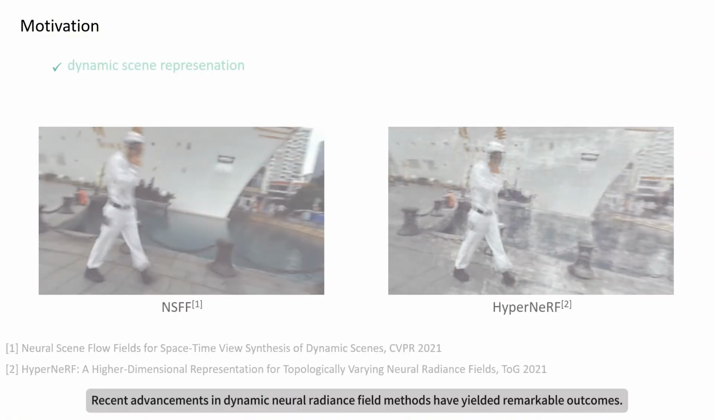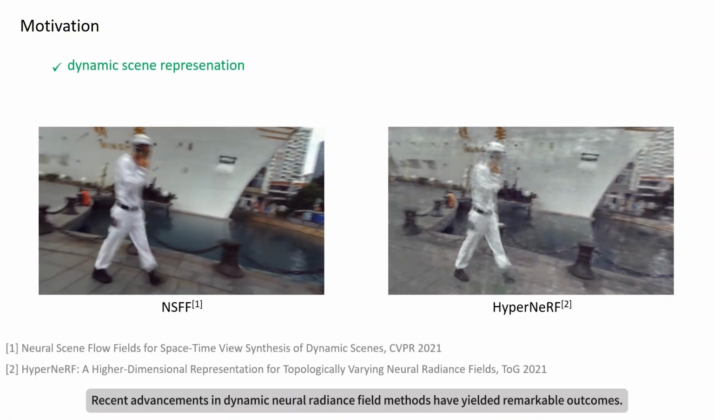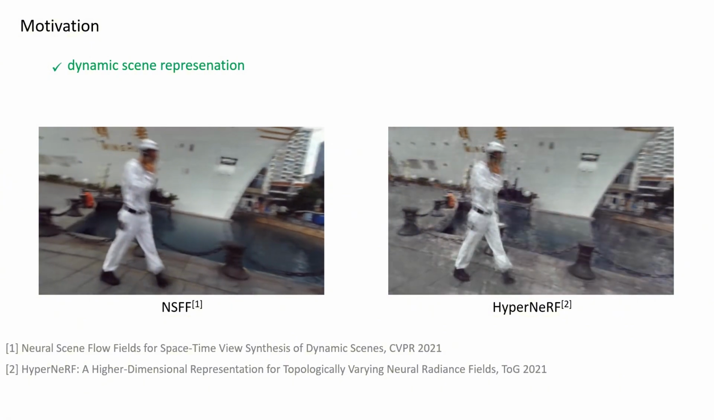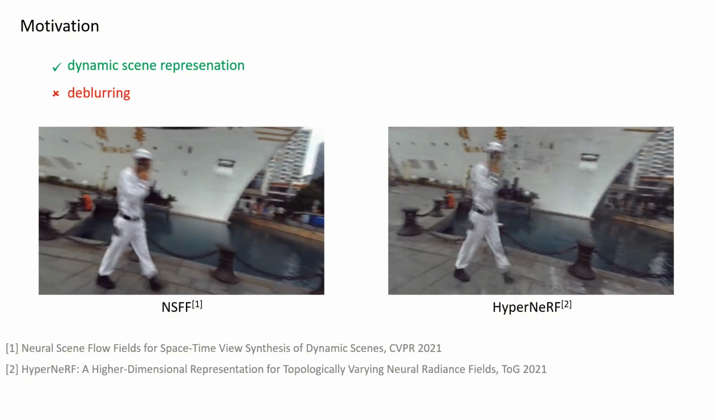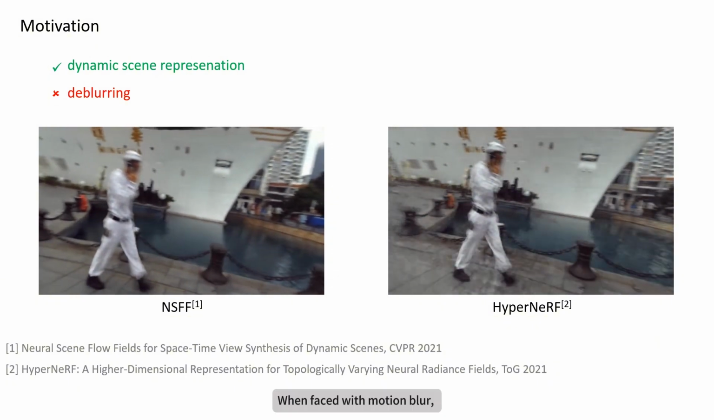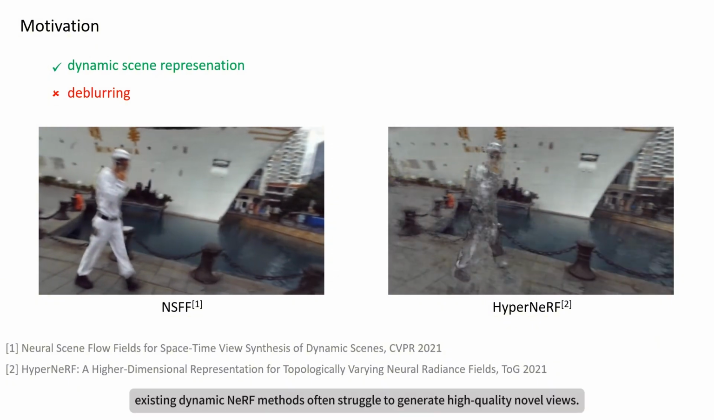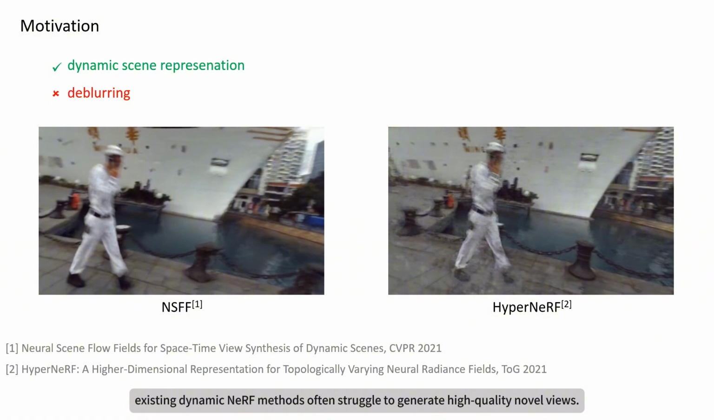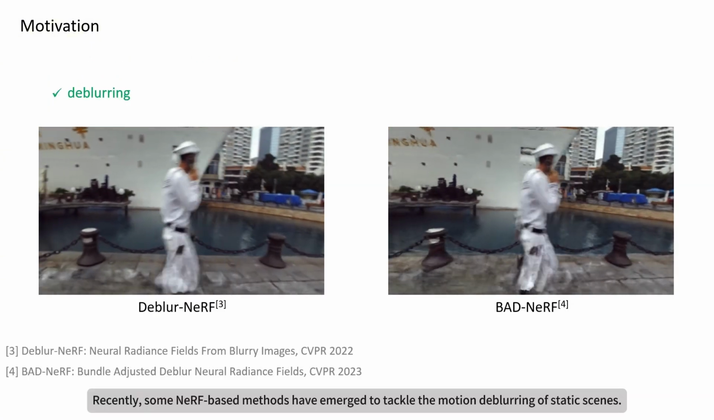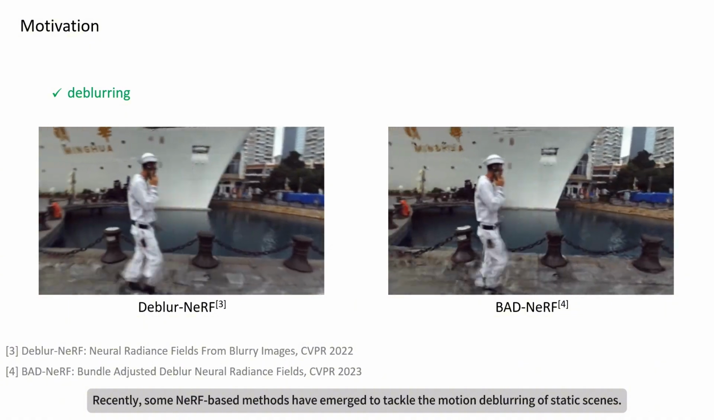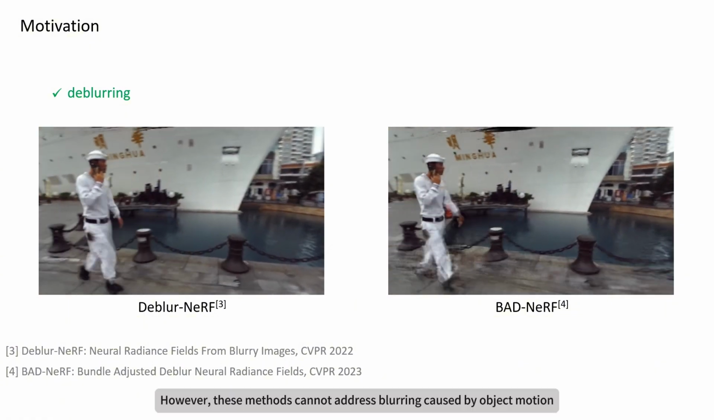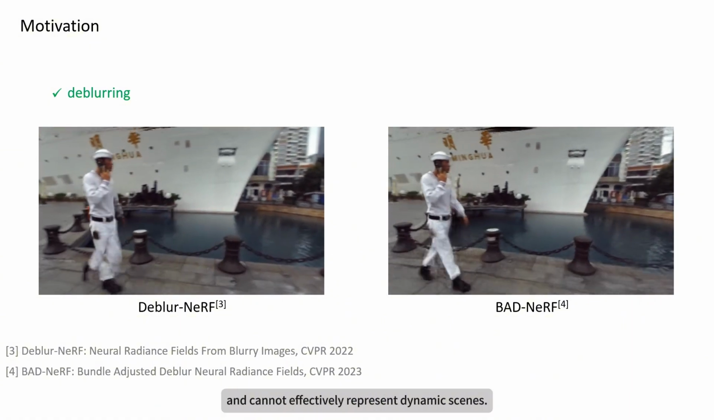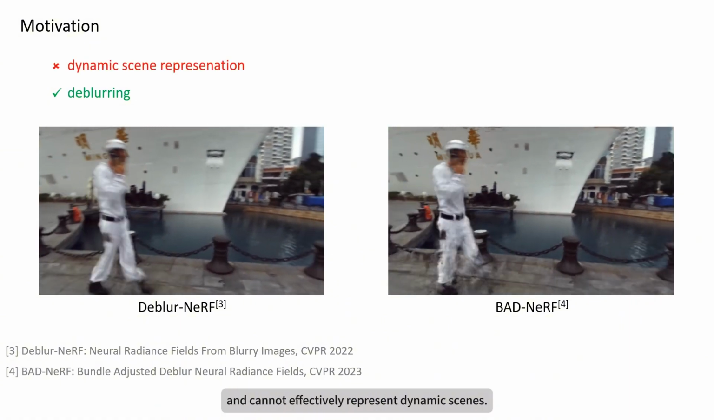Recent advancements in dynamic neural radiance field methods have yielded remarkable outcomes. However, these approaches rely on the assumption of sharp input images. When faced with motion blur, existing dynamic NeRF methods often struggle to generate high-quality novel views. Recently, some NeRF-based methods have emerged to tackle the motion deblurring of static scenes. However, these methods cannot address blurring caused by object motion and cannot effectively represent dynamic scenes.